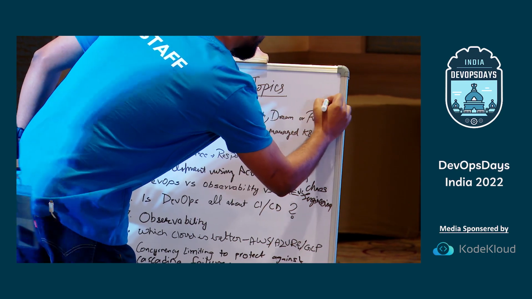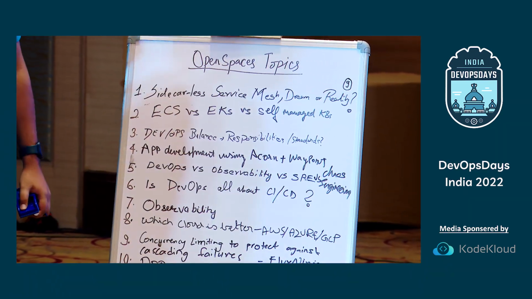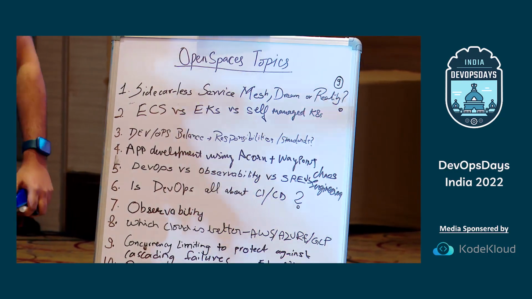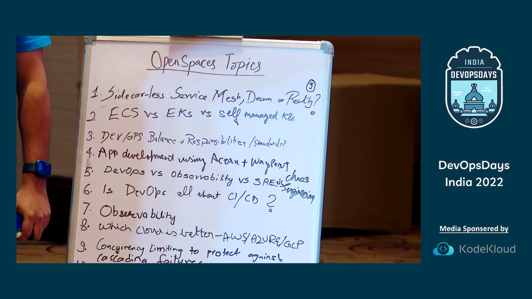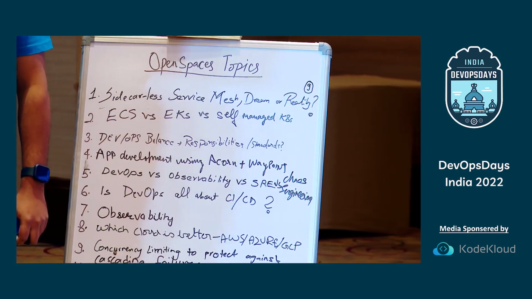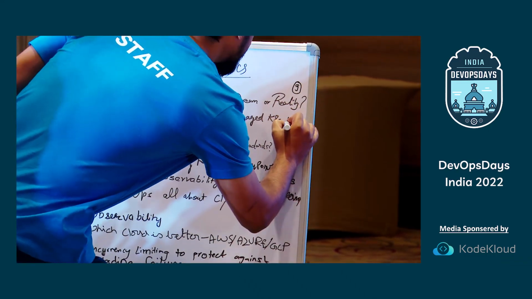Second topic is ECS versus EKS versus self-managed Kubernetes. Who wants to talk about cloud-native Kubernetes and stuff? Okay, 15, something around that.